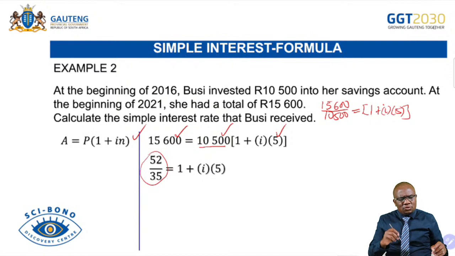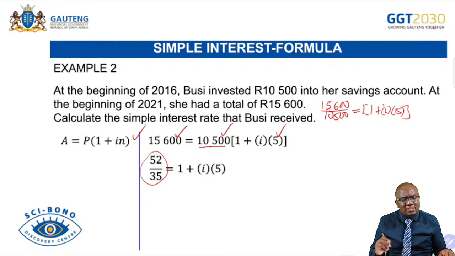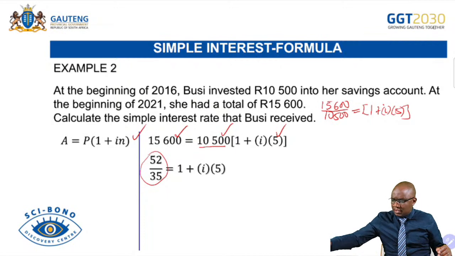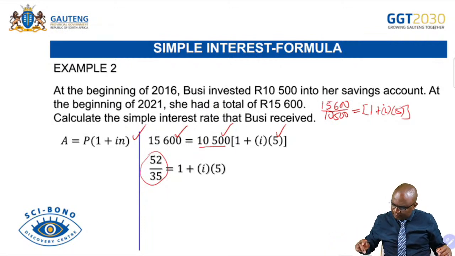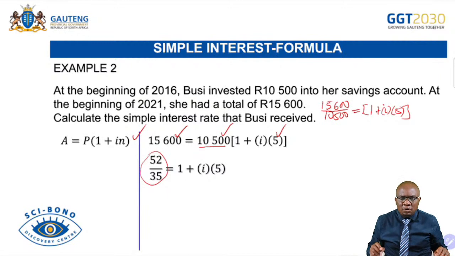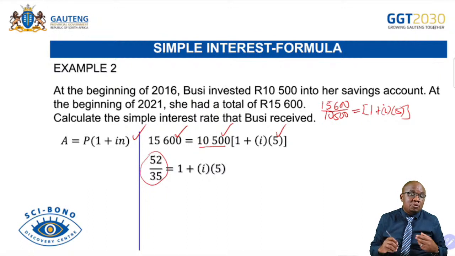And then why do I leave my answer as a fraction? In financial mathematics, you don't round off during calculation. If you want to write it as a decimal, let me see what this is: 52 divided by 35 as a decimal. It is 1.485714286. If you want to write it as a decimal, you write the whole decimal. So I prefer leaving it as a fraction because it's short. I'm not going to waste time.